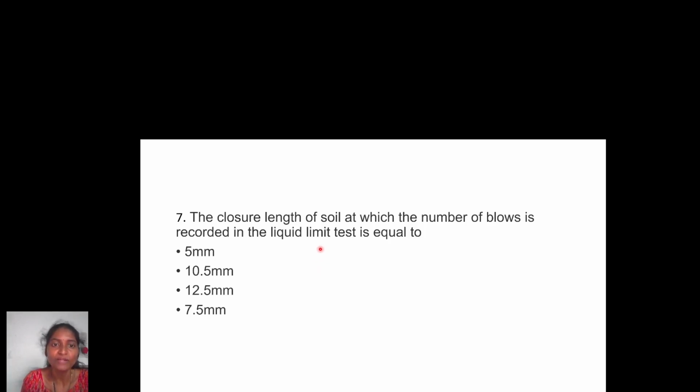So we don't want the entire groove to be closed, but at least a particular length. If that groove gets closed, we can consider that moisture content at that number of blows as the blows corresponding to the liquid limit. So they are asking in the question, what is that length of the groove that has to be closed? So 12.5 mm is the length of the groove.